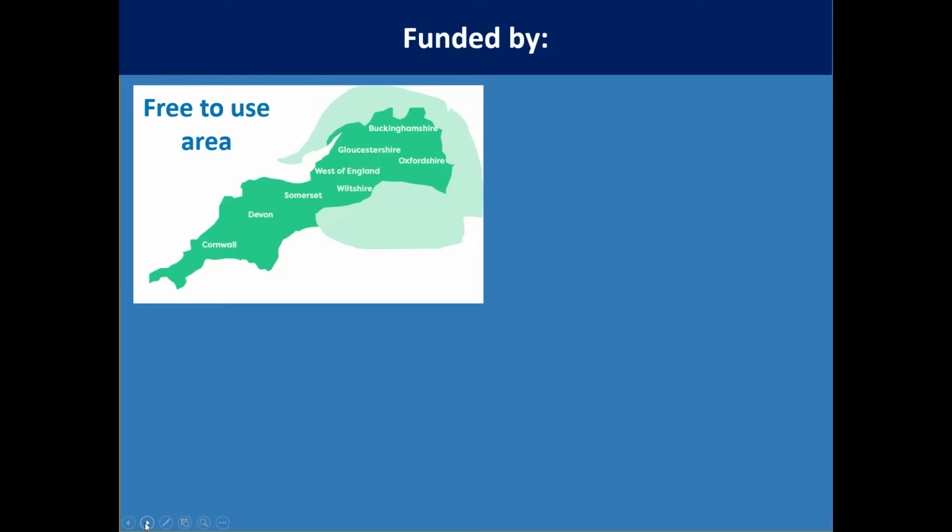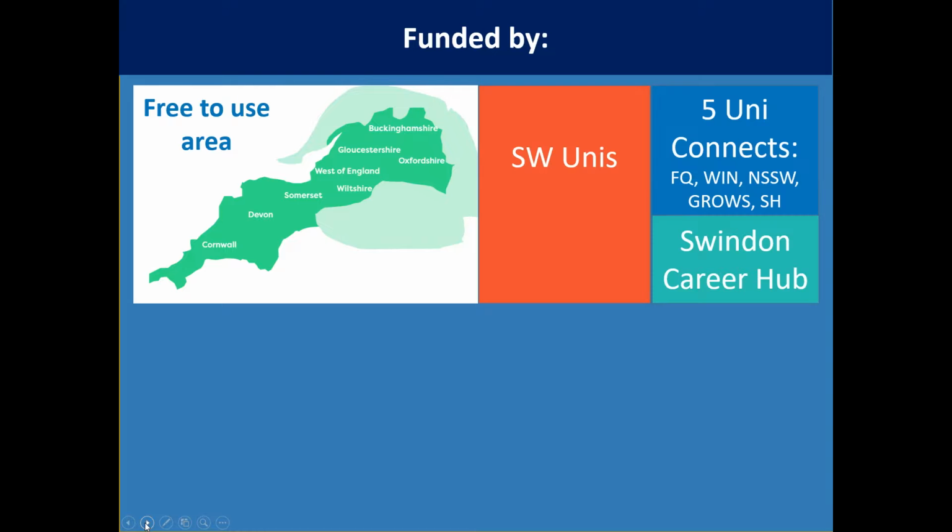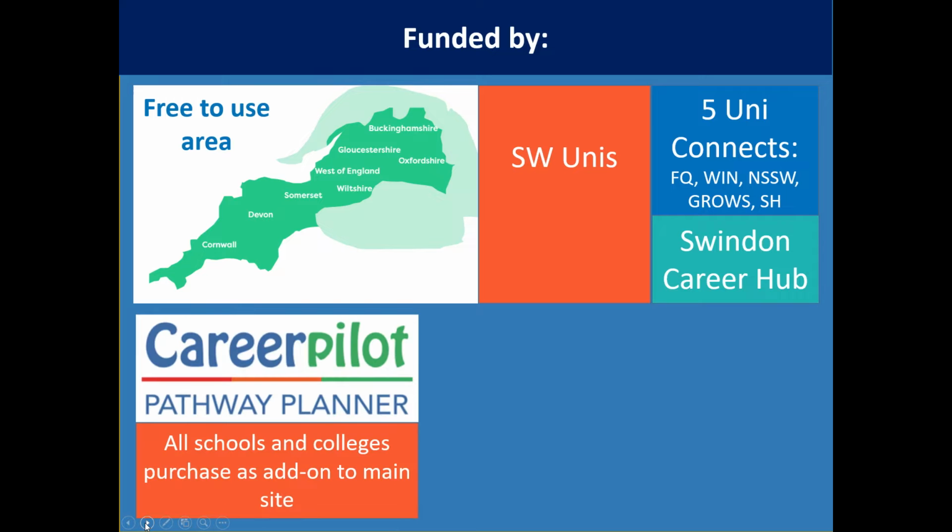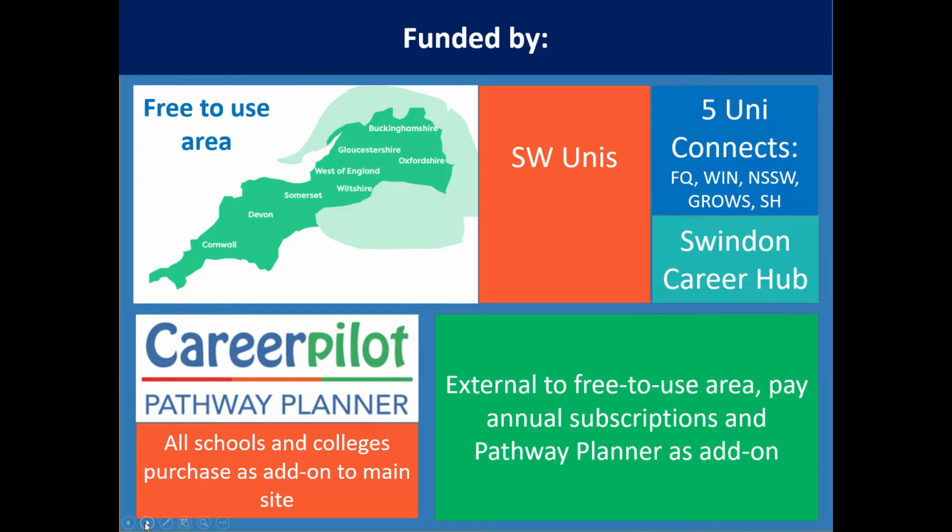Just to explain a little bit about how Career Pilot is funded, in this darker green area, Career Pilot is funded through universities and Uni Connects and also a Career Hub. And that enables the 4 zones of Career Pilot to be completely free to any school or college in that geographical area. Whether you're in our free access area, or you're paying your own subscriptions because you're outside that zone, everybody has to pay to add on the Pathway Planner to their 4 zones. If you're outside that dark green area, you pay a subscription for the 4 zones, and then you can add on the Pathway Planner. More details about that as we go through.